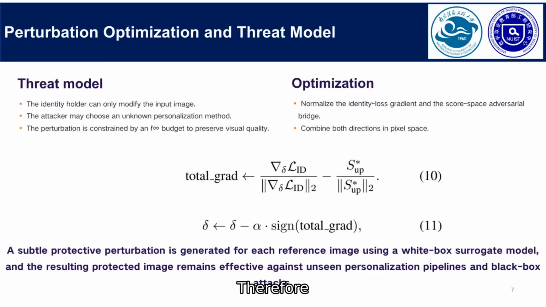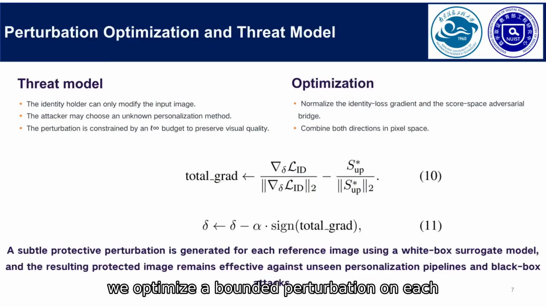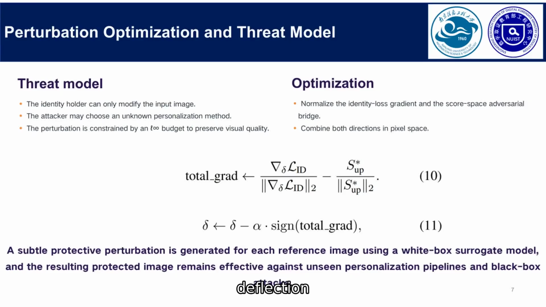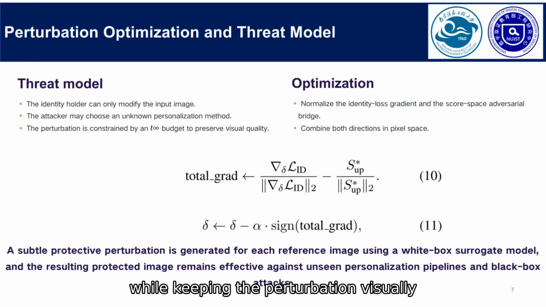We assume the defender can only modify the input image and does not know the attacker's personalization method. Therefore, we optimize a bounded perturbation on each reference image using a surrogate model. The optimization combines identity feature disruption with score space guidance deflection, while keeping the perturbation visually imperceptible.